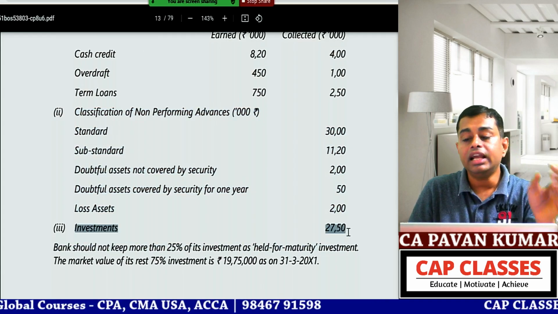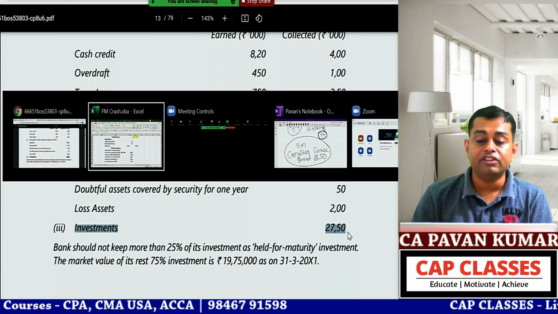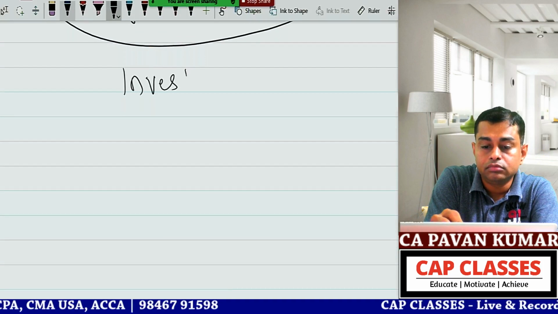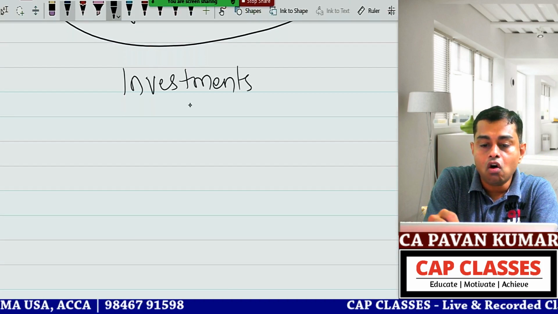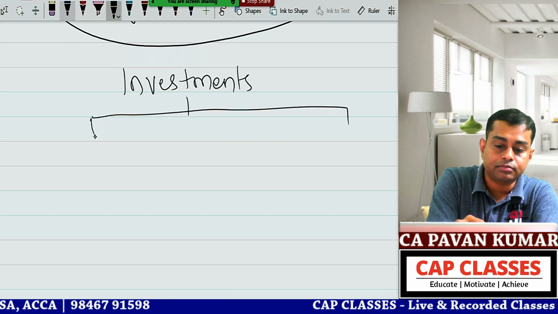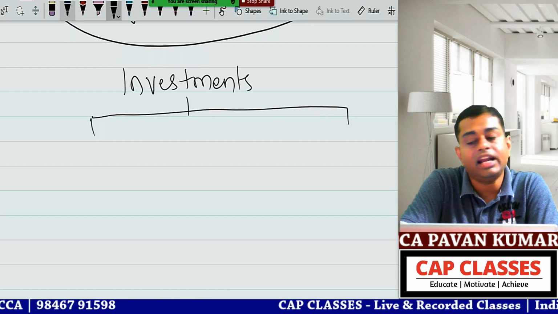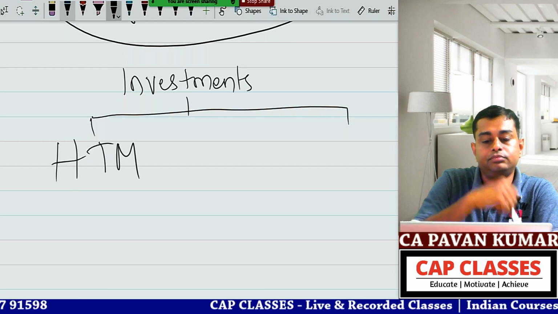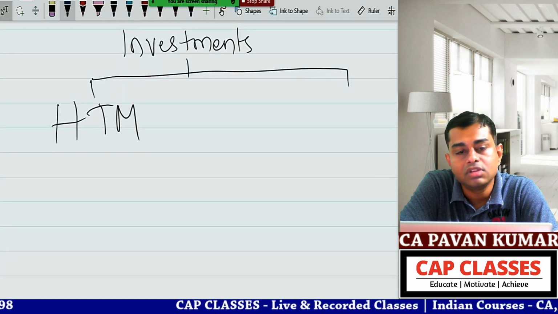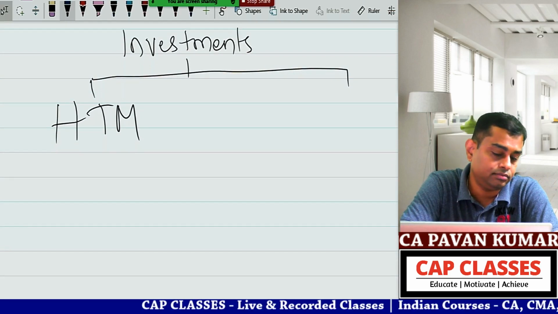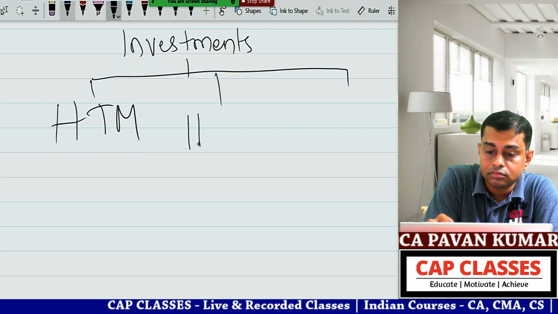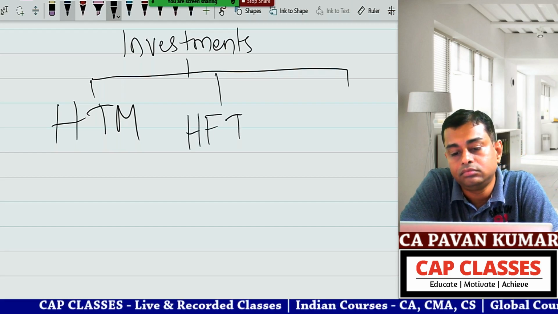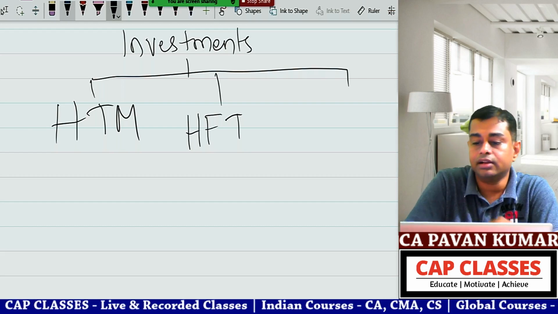Put a star mark. In case of a bank, how many types of investments will be there? You tell me. Investments are classified into? 3 types. What are they? HTM. Held till maturity. HFT. Held for trading.